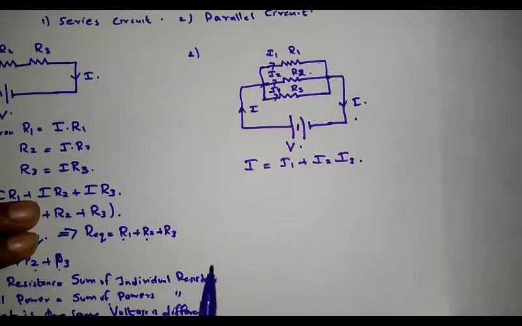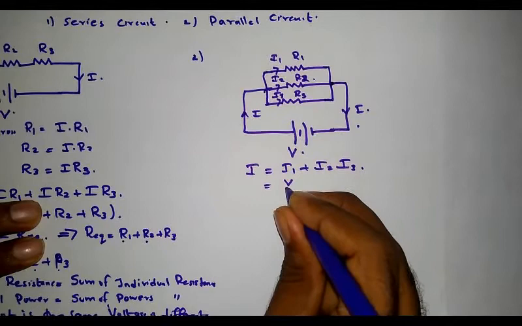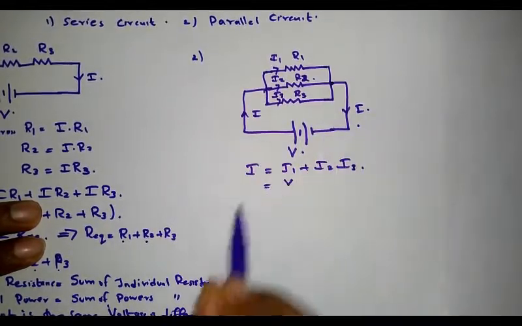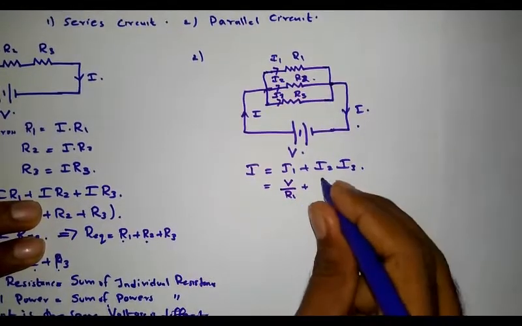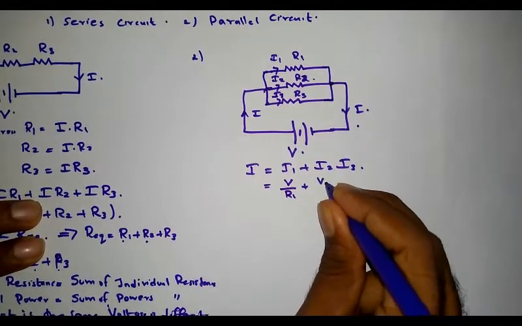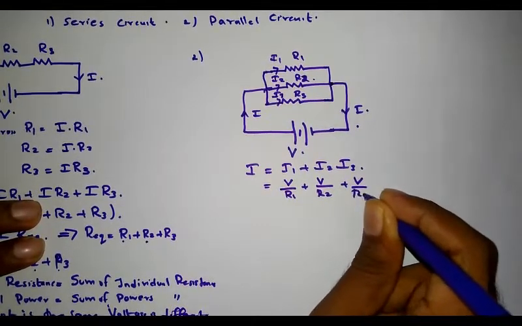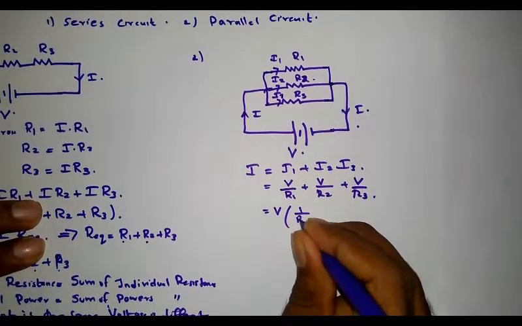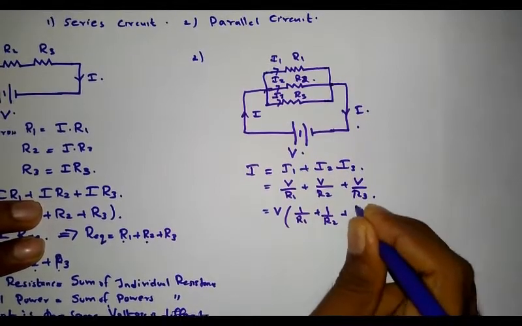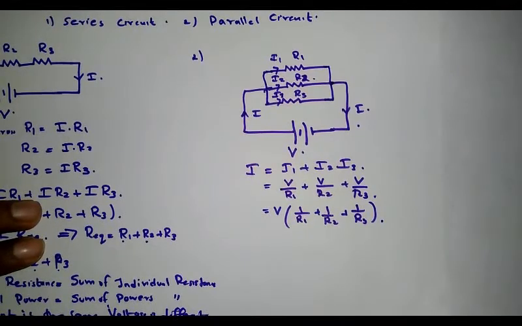From Ohm's law, we can represent the current flowing through R1 as I1 equals the total applied voltage, that is, the voltage across R1 is the applied voltage itself. It is a constant. That is, I1 equals V by R1, I2, the current flowing through R2, is equal to V by R2, and I3, the current flowing through R3, is equal to V by R3. And from this expression, I can take V common outside and represent 1 by R1 plus 1 by R2 plus 1 by R3. Therefore, from Ohm's law, we know that I is equal to V by R.